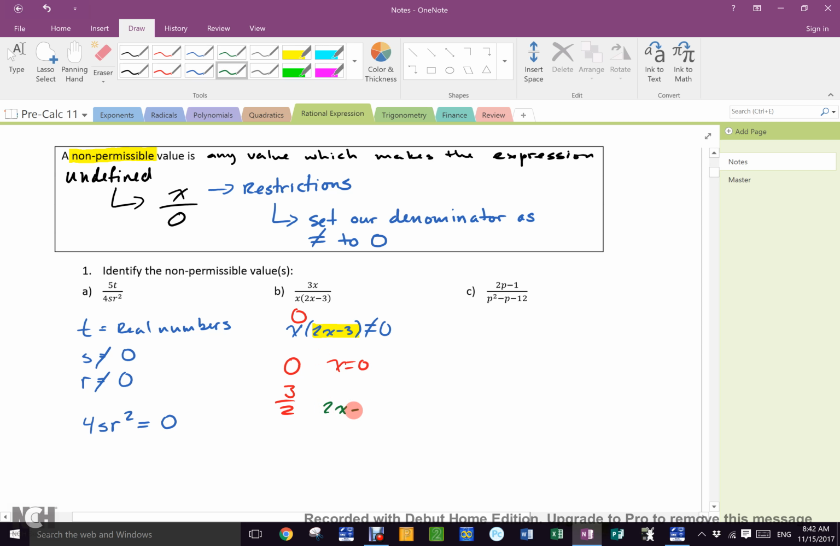So 2x minus 3 can't equal 0. So 2x can't equal 3. So x can't equal 3/2. Nicely done, everyone. And finally, C. What are you going to do down there? Again, we only care about the denominator. So what can we do with that expression? Factor it. Excellent.